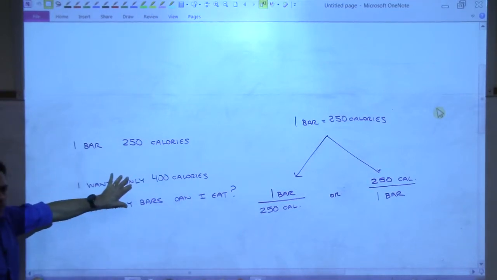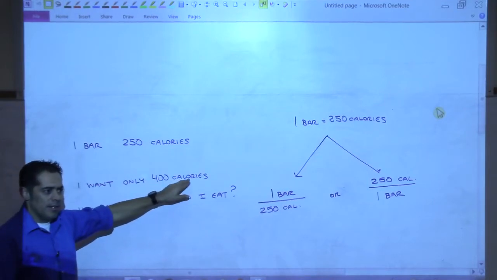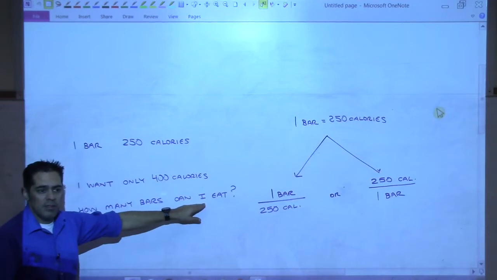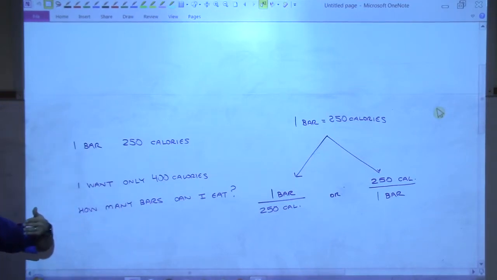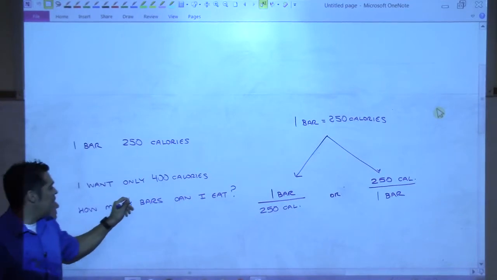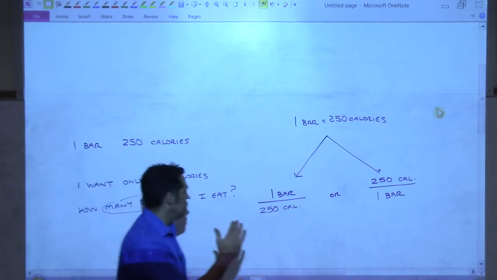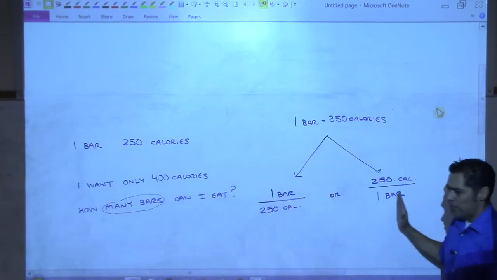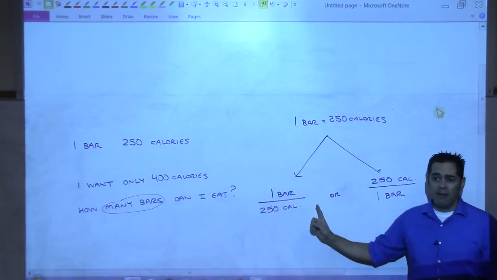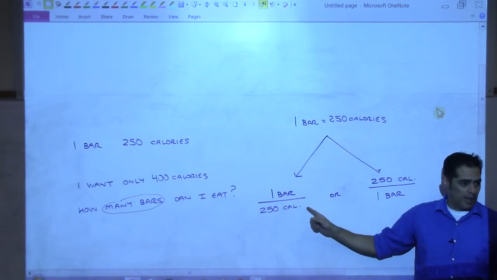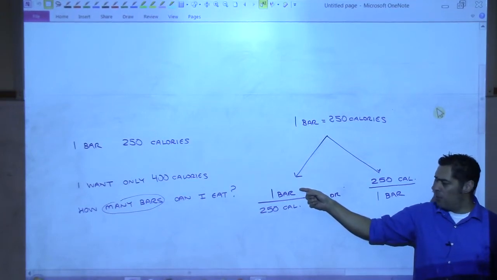Now, let's answer my question. I want only 400 calories, right? How many bars can I eat? So what am I trying to find? What am I looking for? The number of bars, right? I'm wanting to know how many bars. So the way I'm going to do this is I'm going to look at these two proportions, and I'm going to choose the one that has bars on top. Okay? See, bar here?